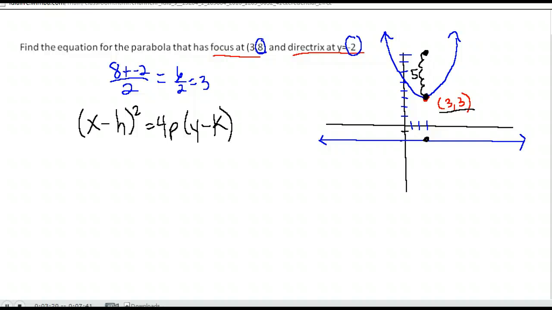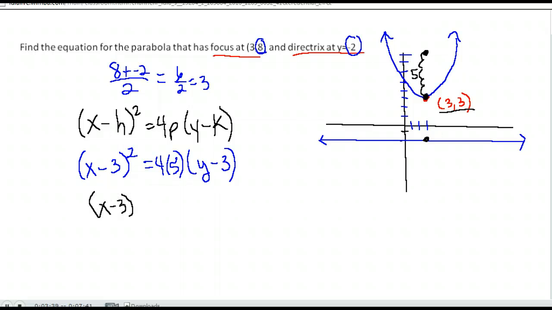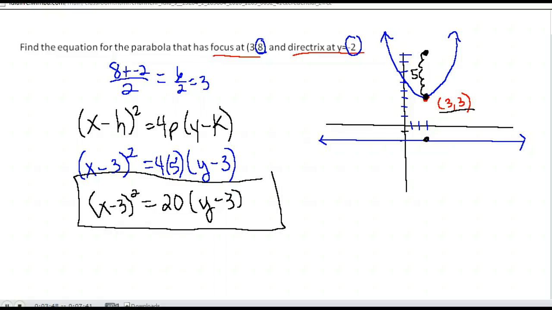Let's put in the numbers that we have. x minus h is the h coordinate, or the x coordinate of our vertex, which is 3. Our p we decided was 5, and we have y minus the y coordinate of our vertex, which was 3. So I'm just going to simplify that, and we will be done. (x minus 3) squared equals 4 times 5, which is 20, times (y minus 3). There is the standard form of the equation for that parabola.